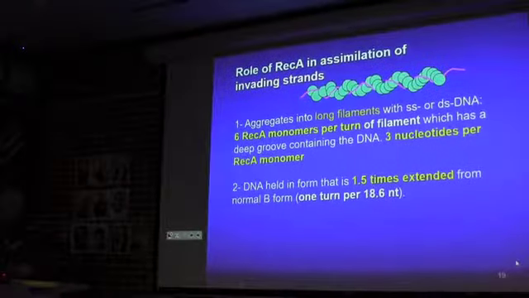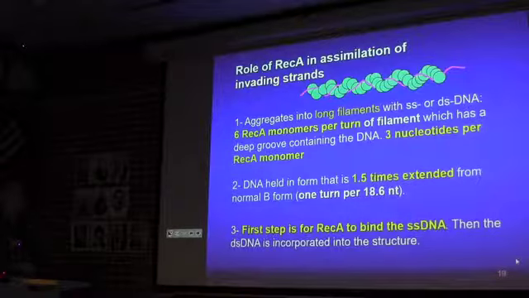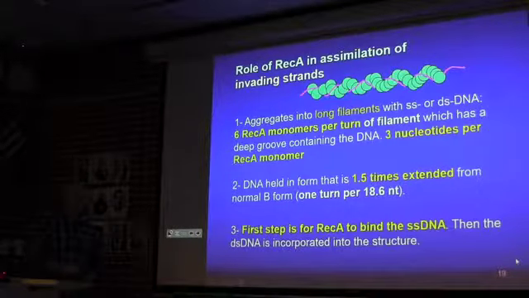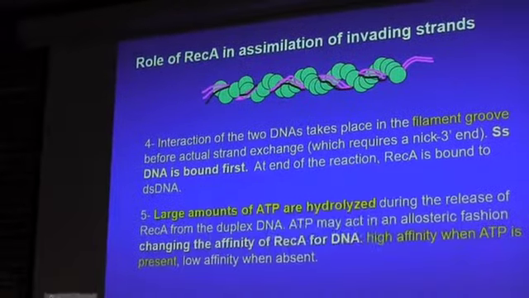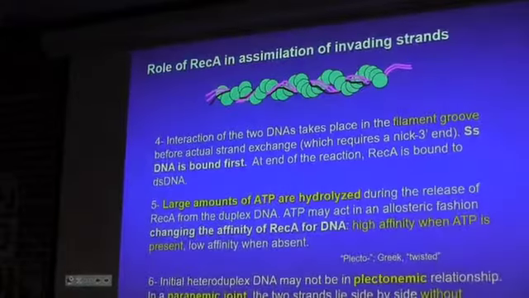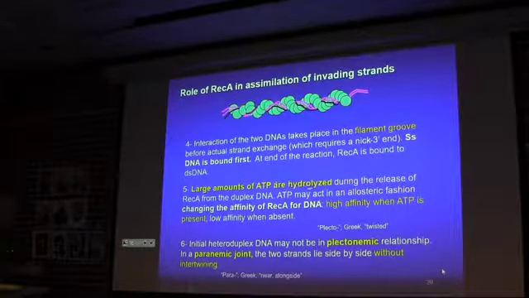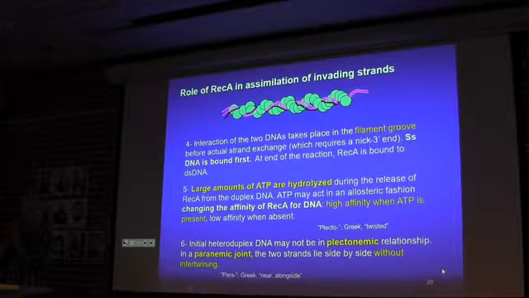When it does bind a single strand, it straightens the DNA out from the classical B form. So the first step is not opening up the double strand target. The first step is binding the single strand with RecA. The actual interaction and matching up of sequences occurs in the filament groove of the RecA itself, on the outside of that RecA. Large amounts of ATP are hydrolyzed, and this is another machine kind of function. You burn the ATP when you release the RecA.